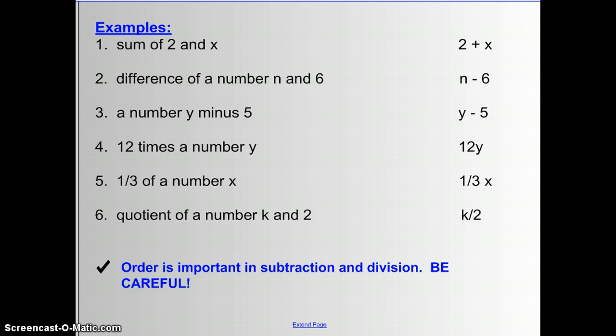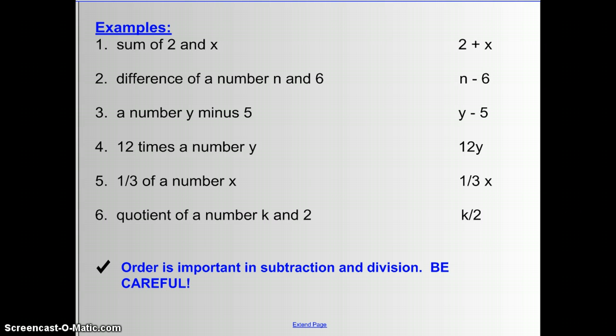The difference of a number n and 6, difference is always subtraction. You take the first number that's listed, and in this case a variable is representing a number, and that's going to be the first unit in your expression. So because it says the difference of a number n and 6, what comes before the and goes first in the subtraction. So this becomes n minus 6. And the third one, a number y minus 5, is pretty straightforward. It's just y minus 5.